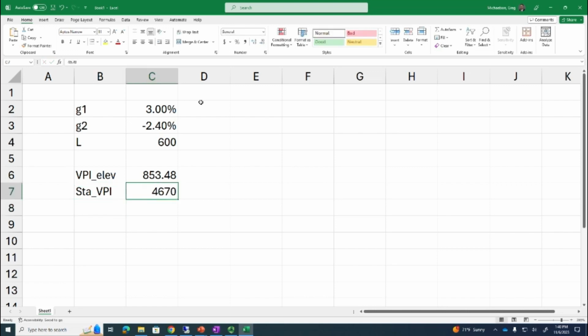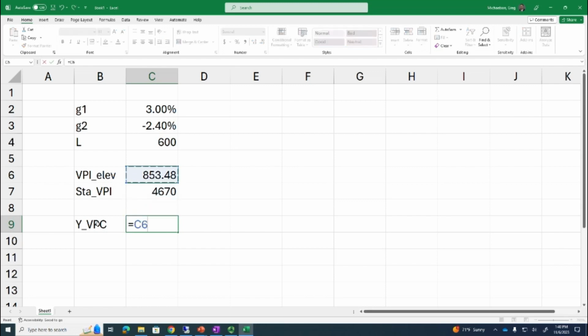Now, here's the thing. If I do 46 plus 70, I can do that, but Excel is not going to know how to do math with that, okay? So I'm just going to enter in 4670. I'm going to see later on if I can format that a little bit better, okay? Now, what I'm going to do is enter in the elevation right here for the VPC right here. And how did we compute that?